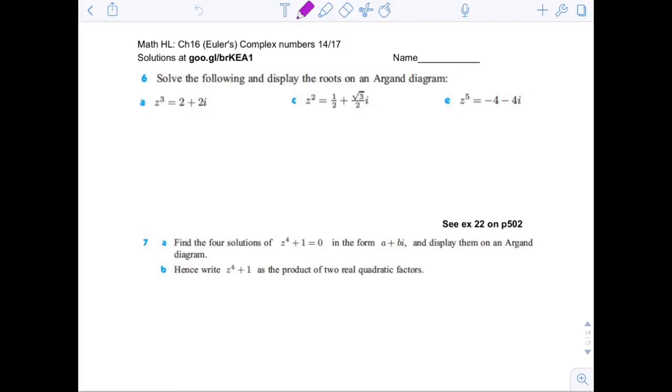Page 14 of Euler's complex numbers, chapter 16 of MHL. Solve the following and display the roots on an Argand diagram. Okay, so these are pretty straightforward, right?